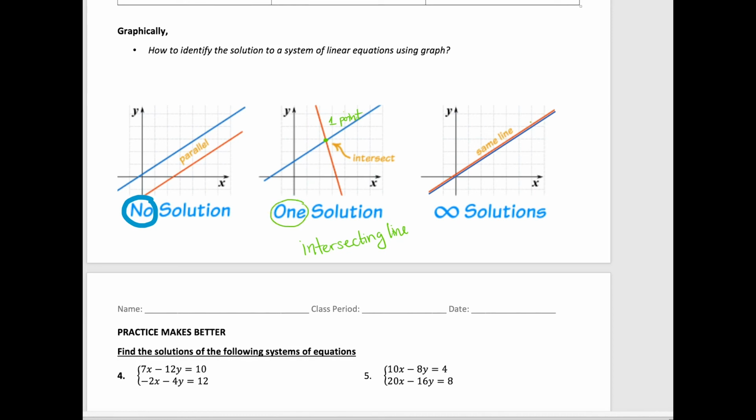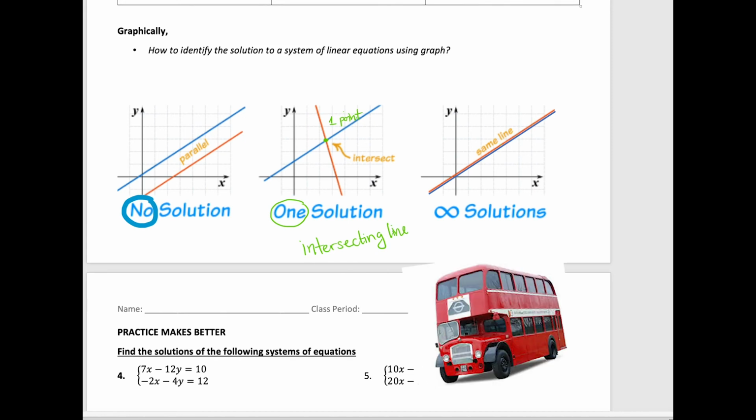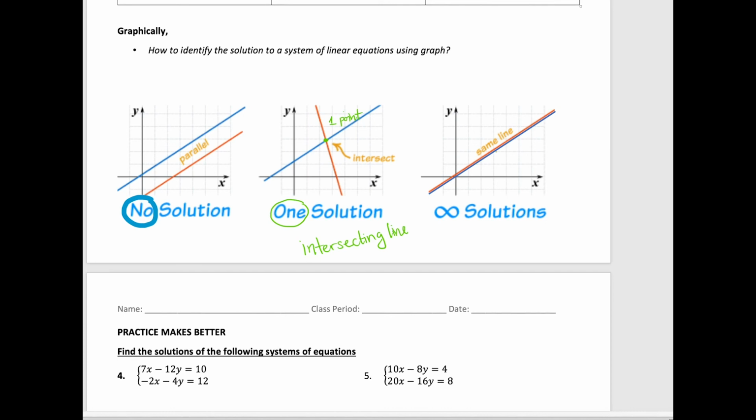How about B? There are 2 lines overlapping on top of each other. How many points do they meet? Do you think they meet here together? How about here? How about here? Wow, so many of them. I lost count because there's a ton of points on a line. So for that reason, we have infinitely many solutions. This is infinity. So this is a visual demonstration to help you see how many solutions a system of equations has.